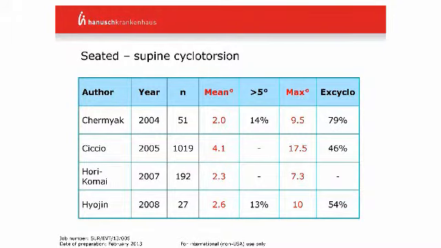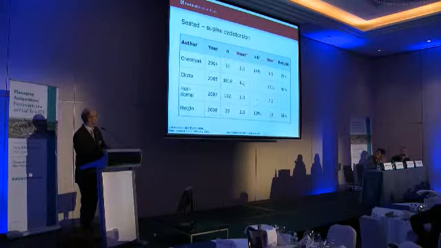Next slide. So here, just from the literature about cyclotorsion, you can see cyclotorsion 2 to 4 degrees and outliers up to 17 degrees. So this does happen, and it can be in or ex cyclotorsion, and that will depend from patient to patient.